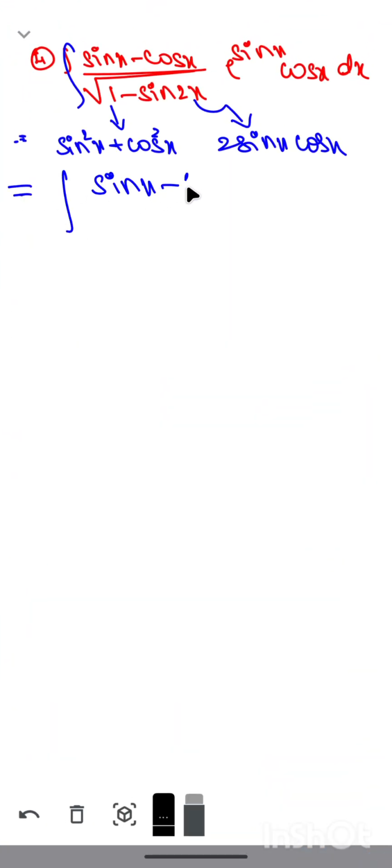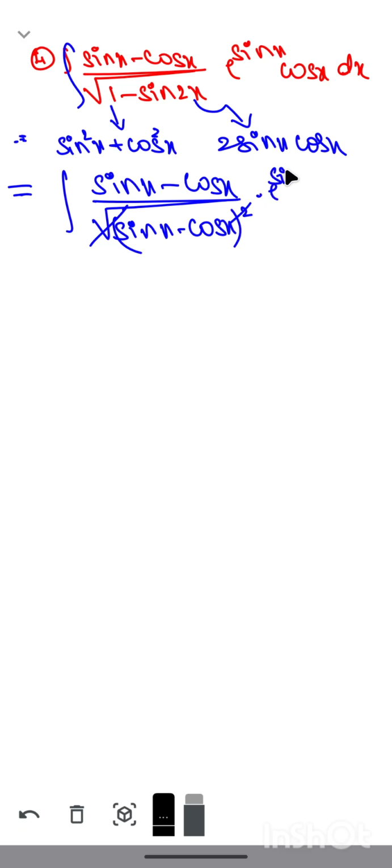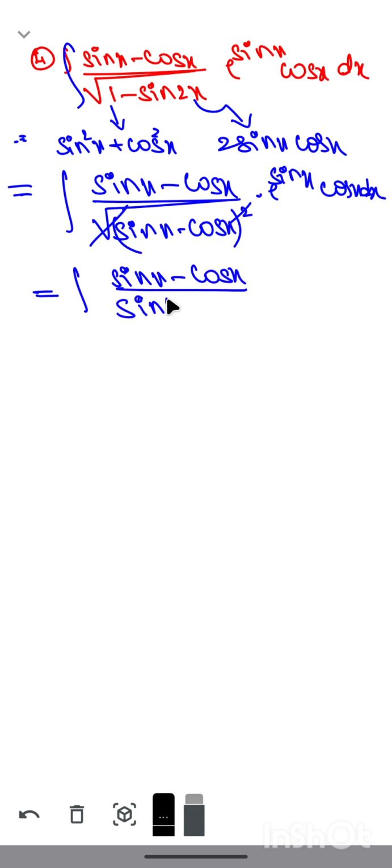So sin x minus cos x in the numerator is as it is. The denominator we get in the form of root of sin x minus cos x the whole square, and the square and square root cancel. Along with this we have e power sin x into cos x, which remains the same. After cancelling, we are left with sin x minus cos x in the denominator, exactly the same as the numerator, so those two terms cancel. What is left is the integral of e power sin x into cos x into dx.